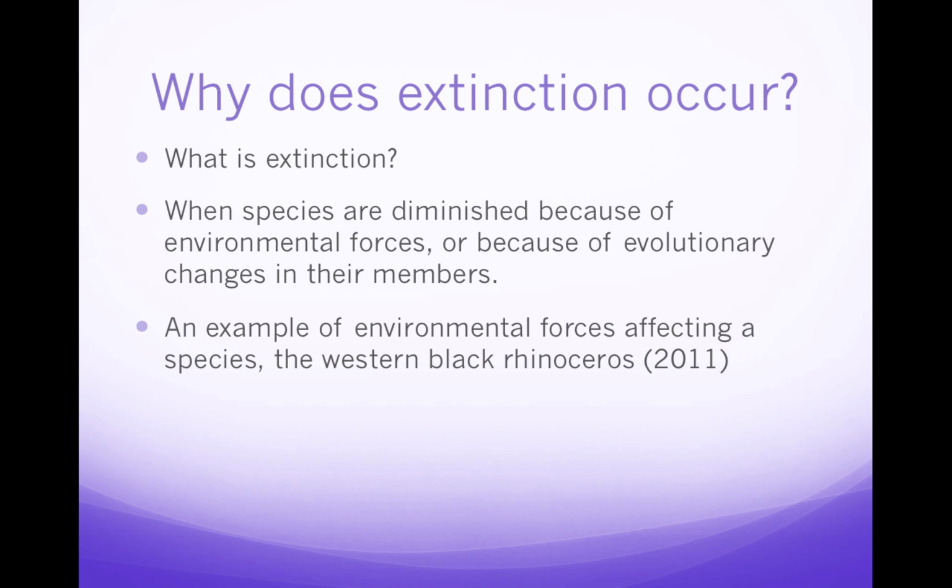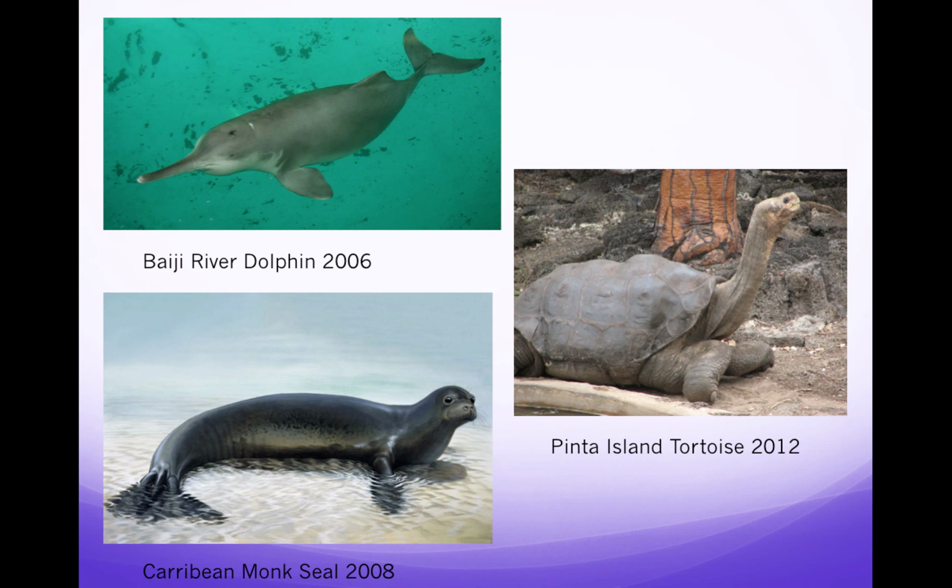Humans have a large impact on why extinction occurs. This is through poaching, hunting, and habitat loss, which is the greatest factor to extinction today. All of these animals have 3 things in common. They are all extinct. They all went extinct in the last 10 years, and it was all through human interruption, either down to habitat loss or excessive poaching.